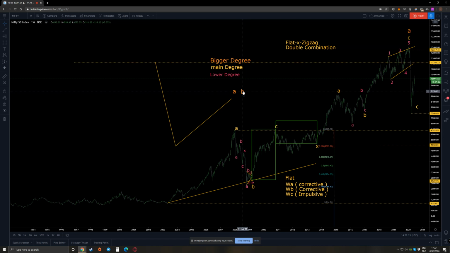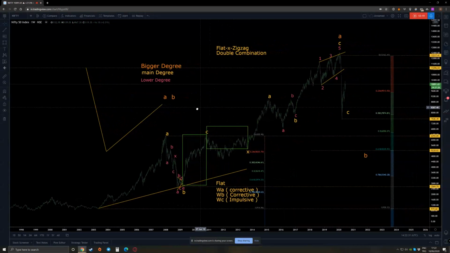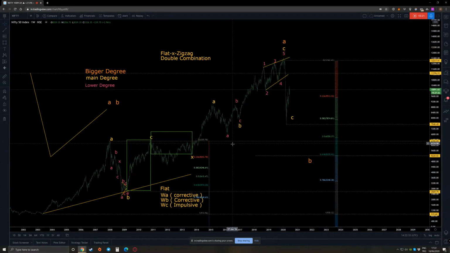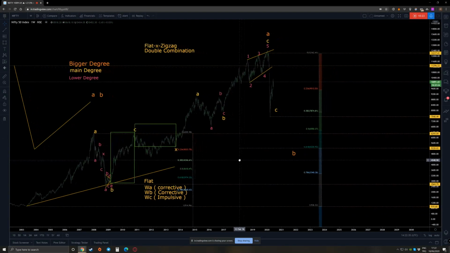By eliminating these possibilities, I come up with the solution that this is more likely to be wave A of a flat. Now, if it's a wave A of a flat, we need a wave B. And that wave B has to go minimum 618. And where is this? It's 5,225. It has to come.